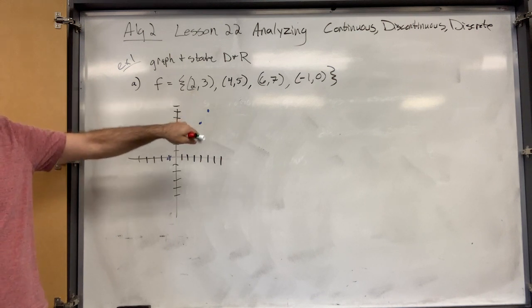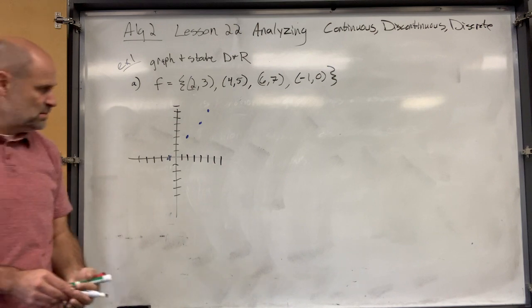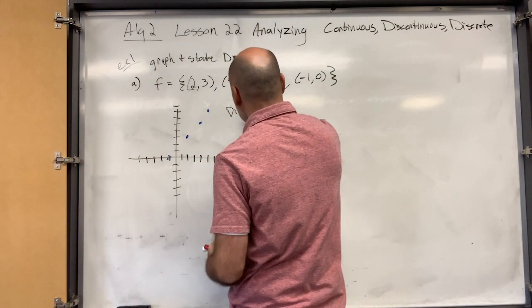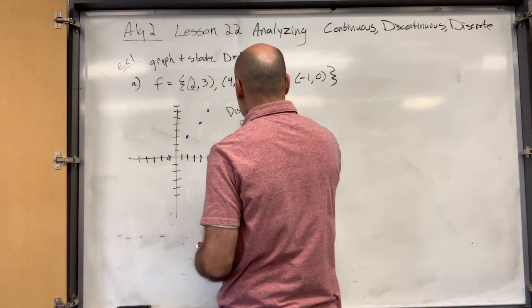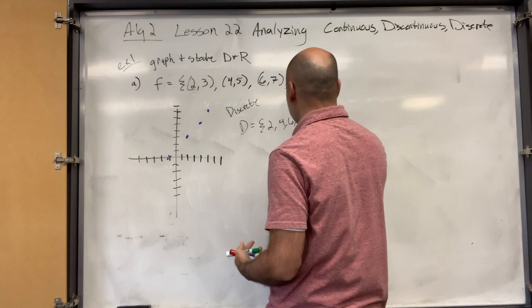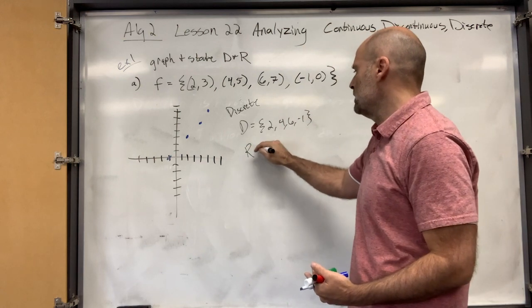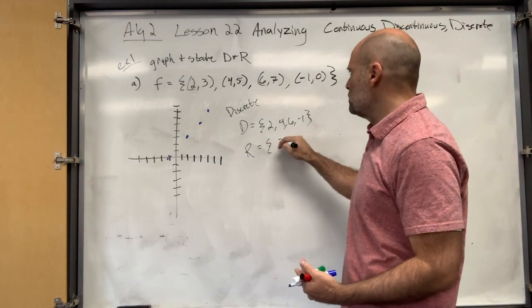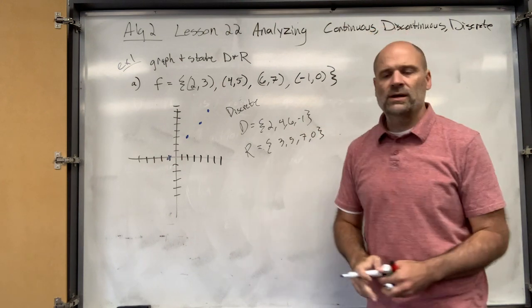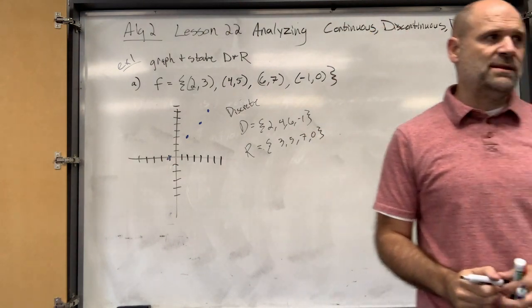So what kind of function is this? Discrete. It's discrete. And the domain is just the x values, 2, 4, 6, and -1. I would probably put the -1 first. And then the range is 3, 5, 7, and 0. Right? That's it. That's how you answer that question.